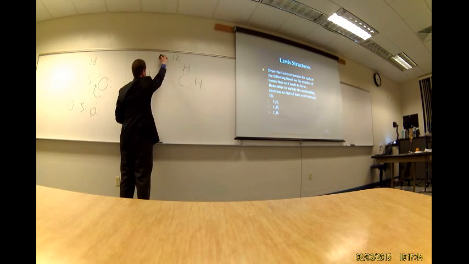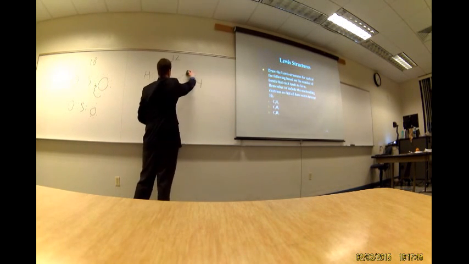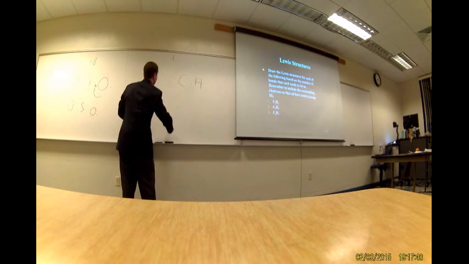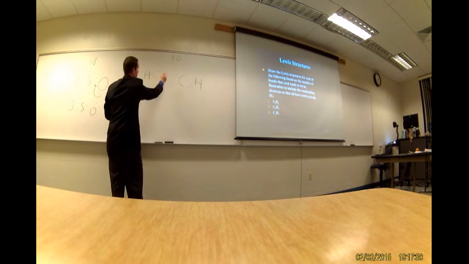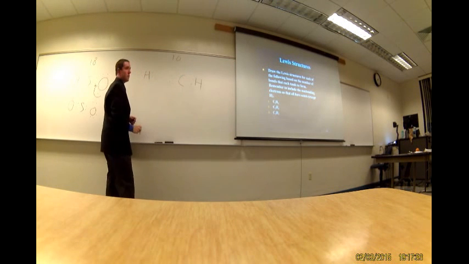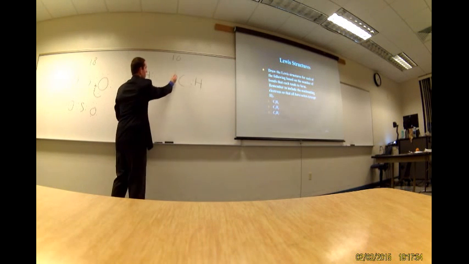What if I erase these? Now how many electrons do I have? 10. There's 1, 2, 3, 4, 5, 6, 7, 8. This is one more in the middle. One more in the middle. Triple bond.